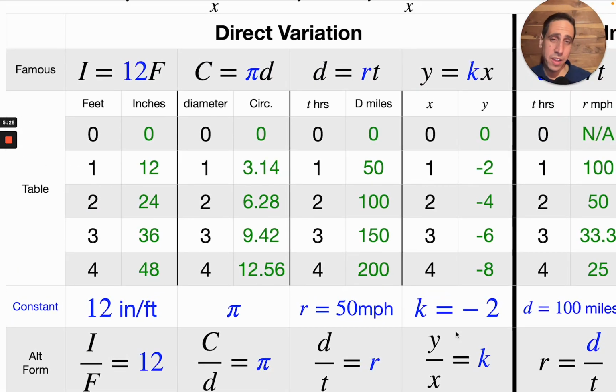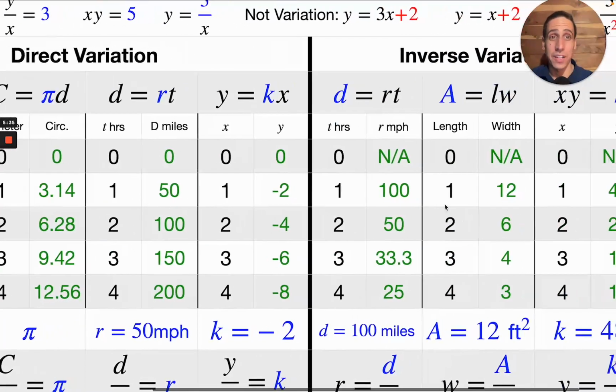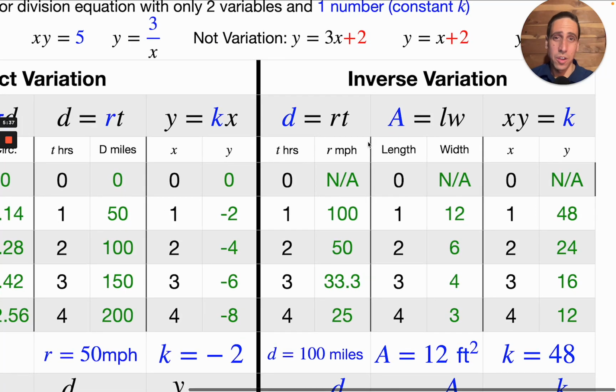Now, that's direct variation, and it works very similarly in all these examples. Here's inverse variation. Let's say instead of keeping r constant, you see how r is constant here, we're going to keep the distance constant.